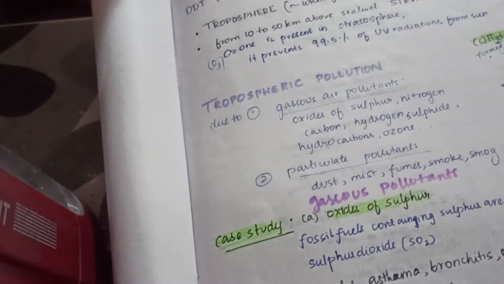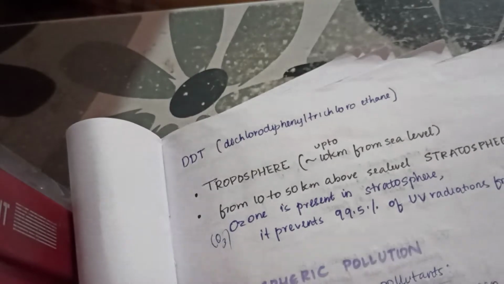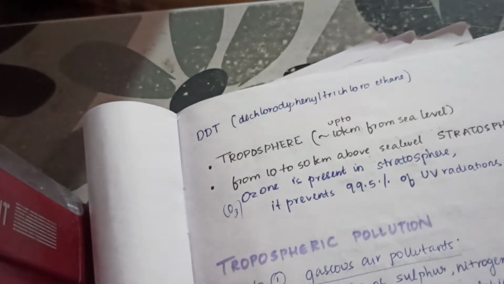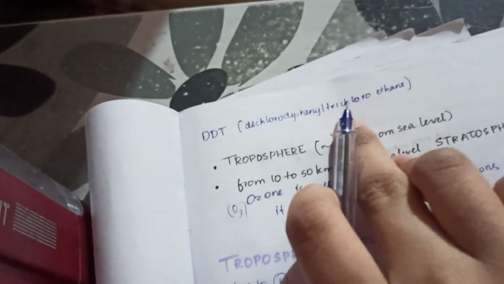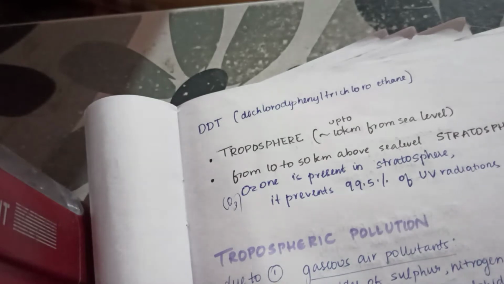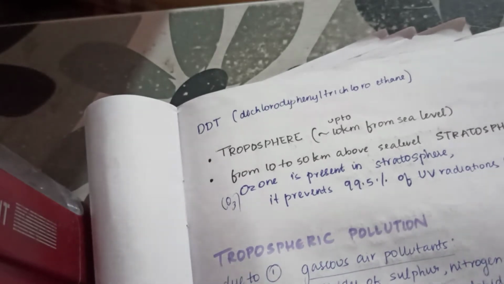Okay, now let's go to the point. So I already prepared short notes for you. DDT. So first know the full form of DDT. Dichloro-diphenyl trichloroethane. DDT is a kind of pesticide which pollutes the environment.